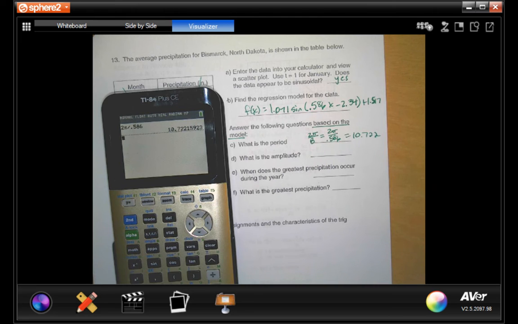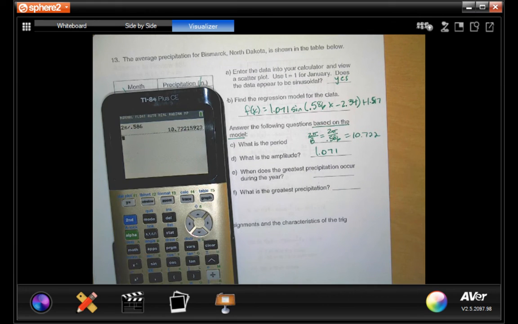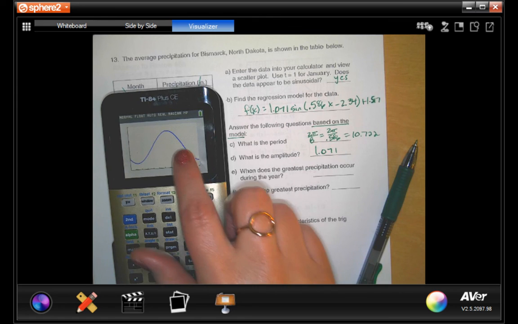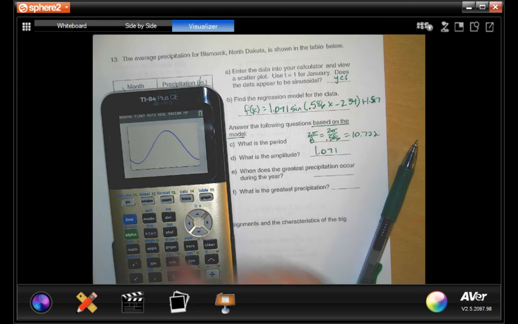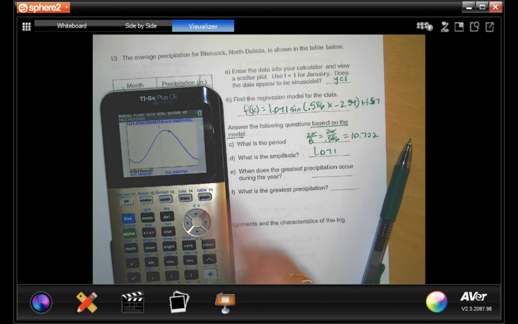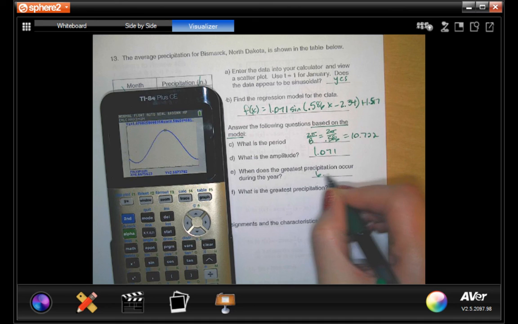What's the amplitude? 1.07. Yeah, this number in front, 1.071. When does the greatest precipitation occur during the year? What are they asking us for there? The maximum. How do we find a maximum using the calculator? Second trace. Maximum. To the right. Do we want to guess what it is? Nah. All right, so this is what I got, 6.668.